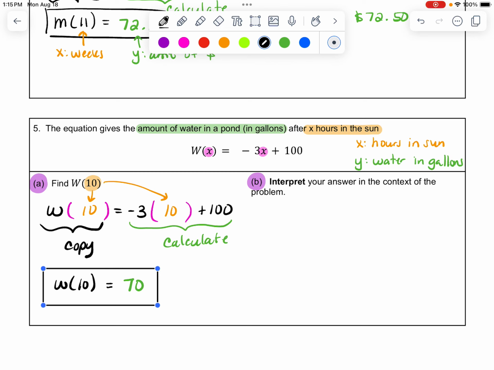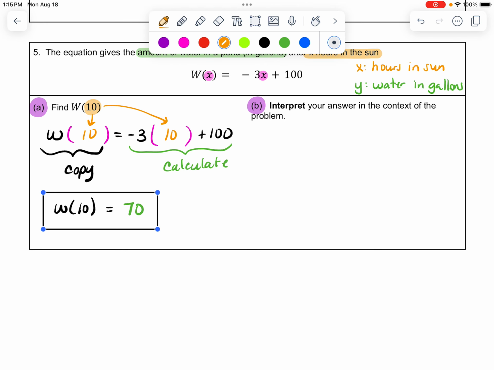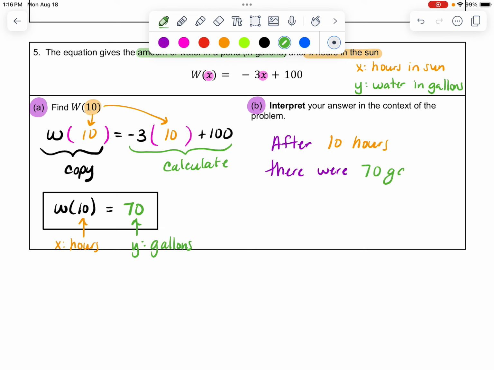The second part of the question is about interpreting. So it will be based on what I already wrote down. I know that this 10, which is X, is the hours. And I know that this 70, which is Y, is the gallons. So in a sentence, I would say, after 10 hours, there were 70 gallons.